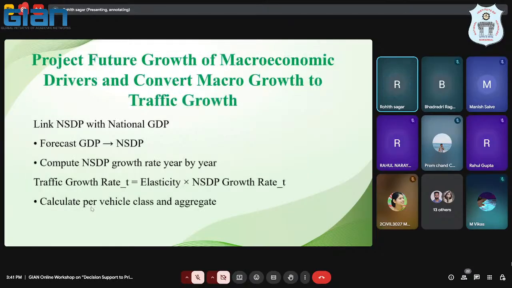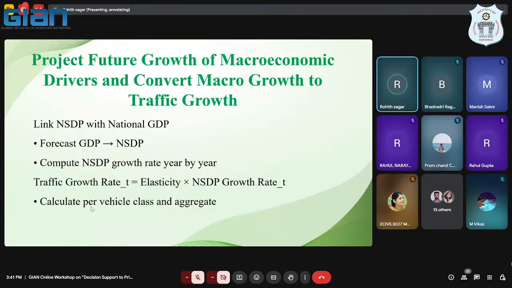The next step is to project these macroeconomic drivers like NSDP. If we want the toll rate to be estimated for future years also, we need to estimate the traffic growth rate for future years. For that, we need to estimate macroeconomic drivers like NSDP's future growth rate, and we need to convert that into traffic growth rate. So how will we do it?